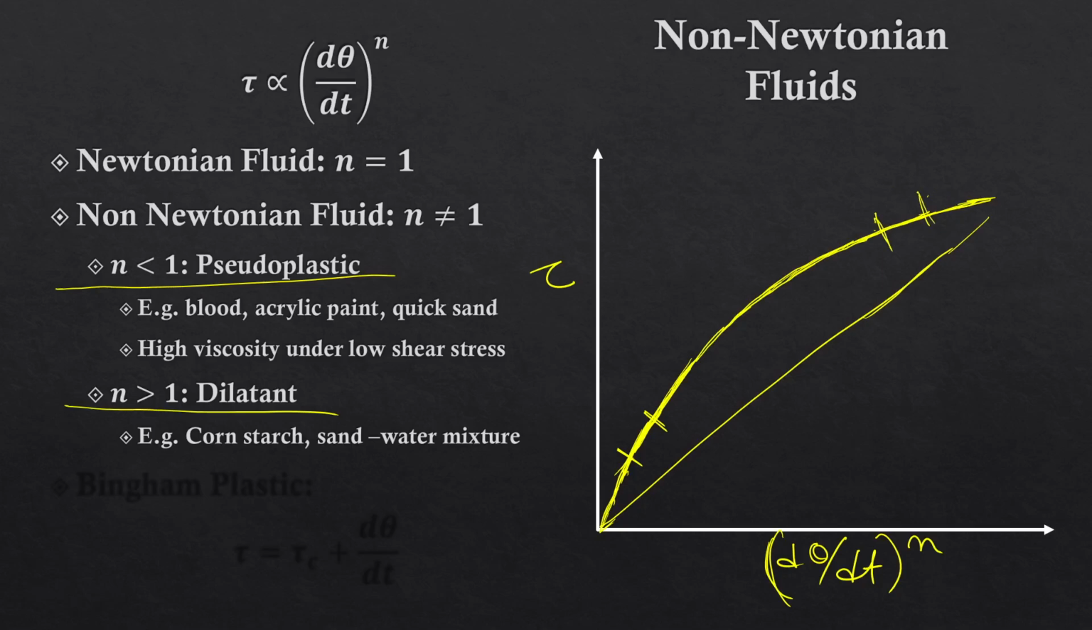On the other hand, if n is greater than 1, in that case it will be the reverse of this. Under low stress, the liquid or the fluid will behave as a very low viscosity fluid. The viscosity will appear to be smaller, but as we increase the stress, it will appear more and more viscous.